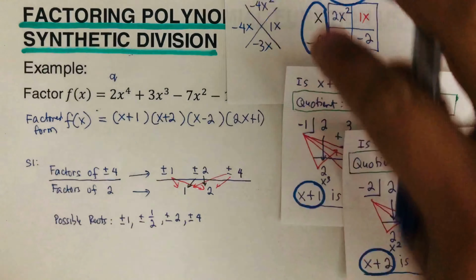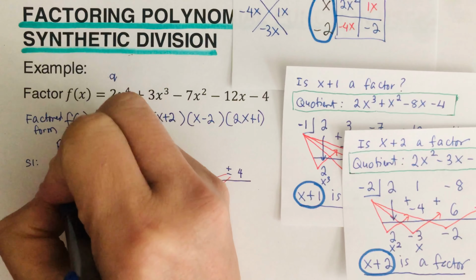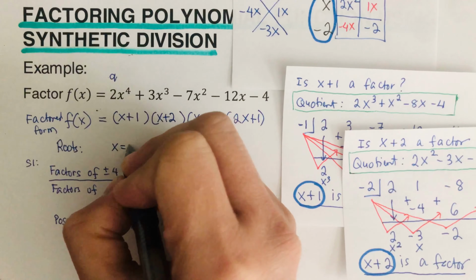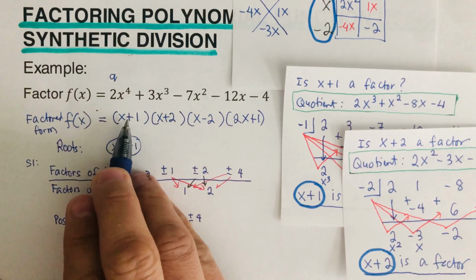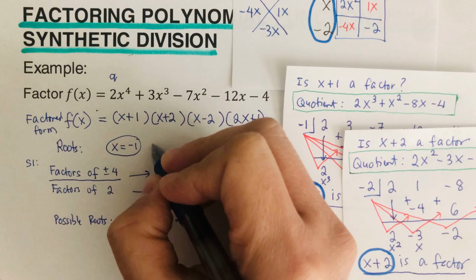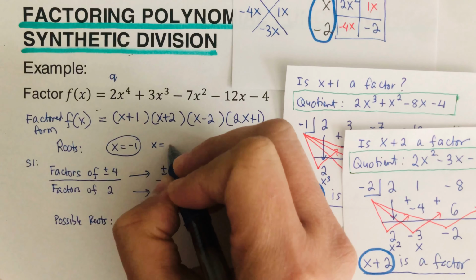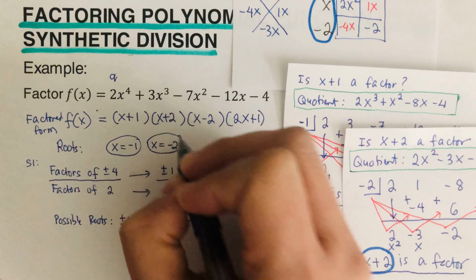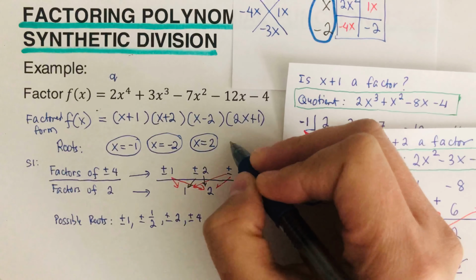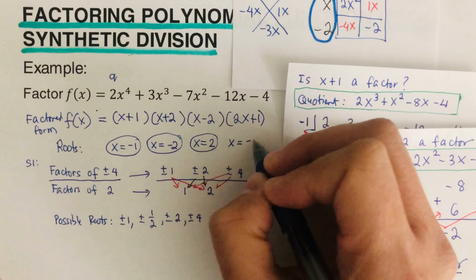So this one right here is in general form, and this one right here is in factored form. Now, if we want the roots for this, we can go ahead and say that our roots are x is equal to -1, because we have to switch it. We use the zero property to solve for x, and the other root right here is x is equal to -2. And then the other root is x is equal to +2. And the last root right here is x is equal to -1/2.